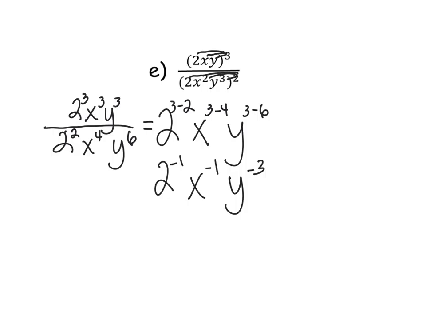Oh, the 2 would be just a 1. So 2 to the normal 1. My mistake. What moves down? X comes down, y comes down. 2 stays on top. You don't even need to write a 1 next to the x if you don't want to. Okay?